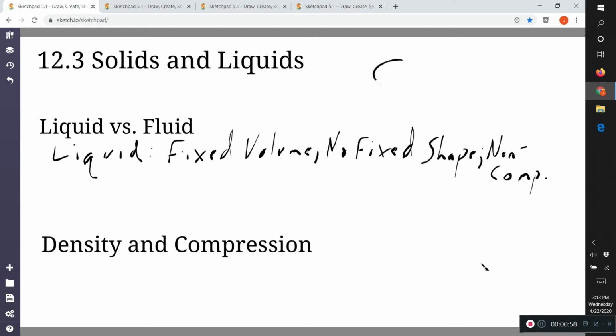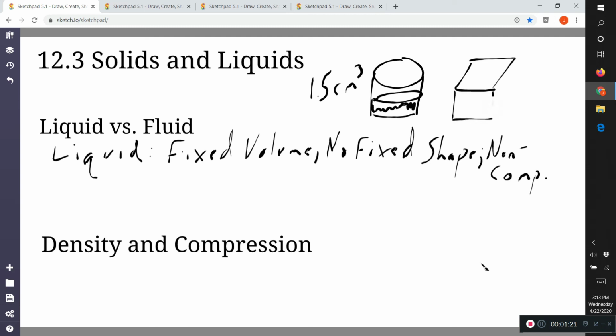If we have a liquid, and let's say we have 15 cubic centimeters of liquid in a cylindrical container, it'll take on the shape of a liquid cylinder that's smaller than the container. If we transfer it to a rectangular shaped container, it's going to take on that shape, but it's still going to be 15 cubic centimeters. And that's what we mean by having a fixed volume.